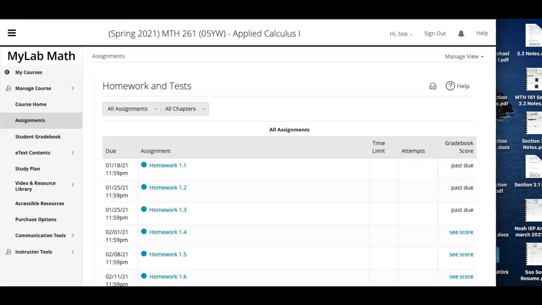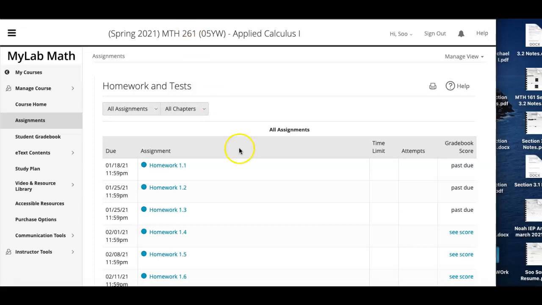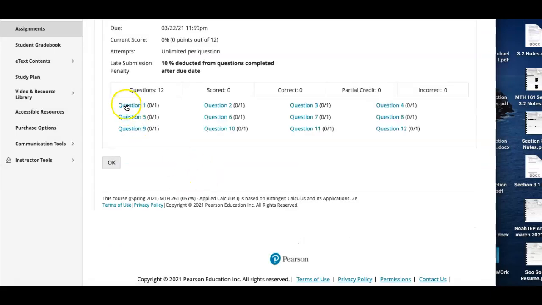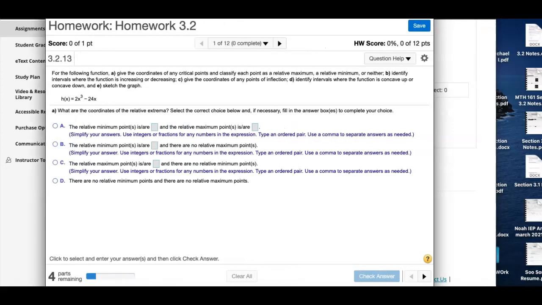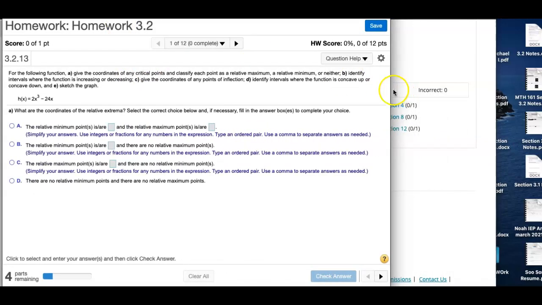In this video, I'm going to go over homework for Applied Calculus class, Math 261, homework 3.2, number 1. All right, let's open it up. Oh, it's a multi-part problem. Okay, so it says for the following function, give the coordinate of any critical point. So I'll start with those, okay?